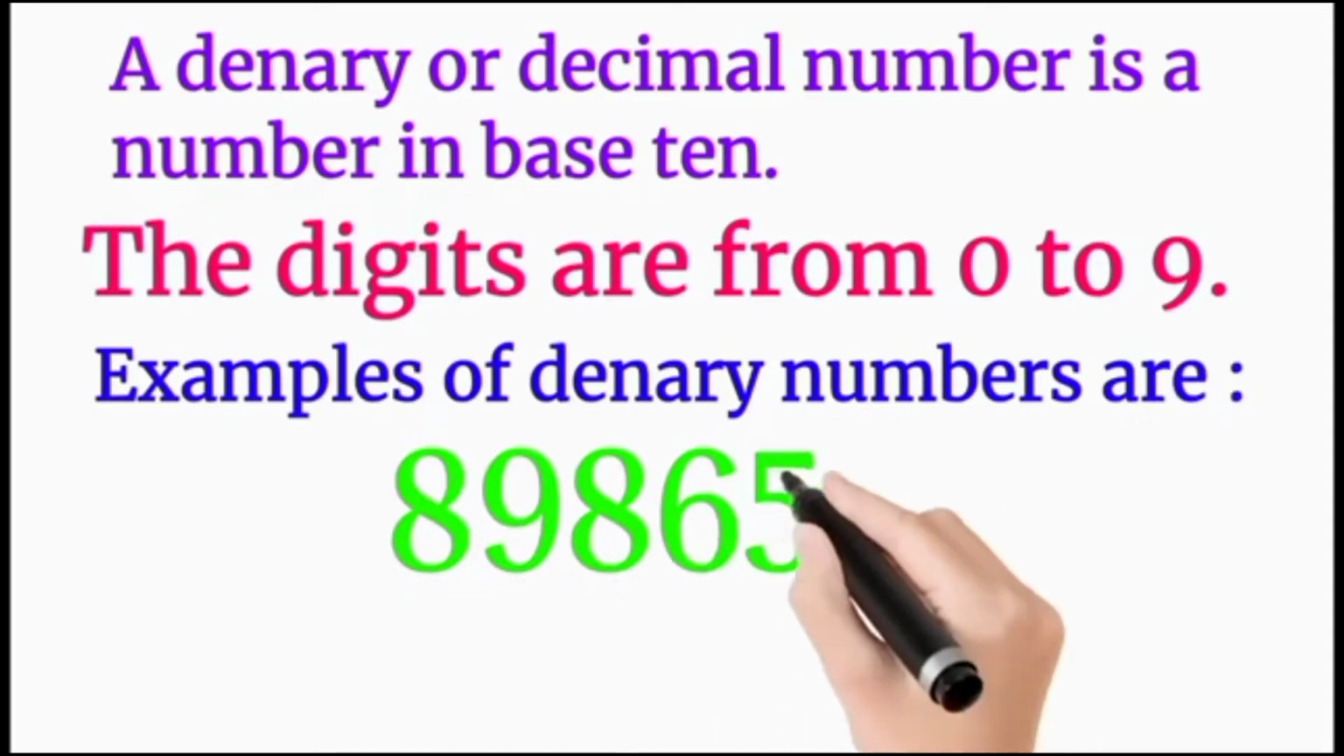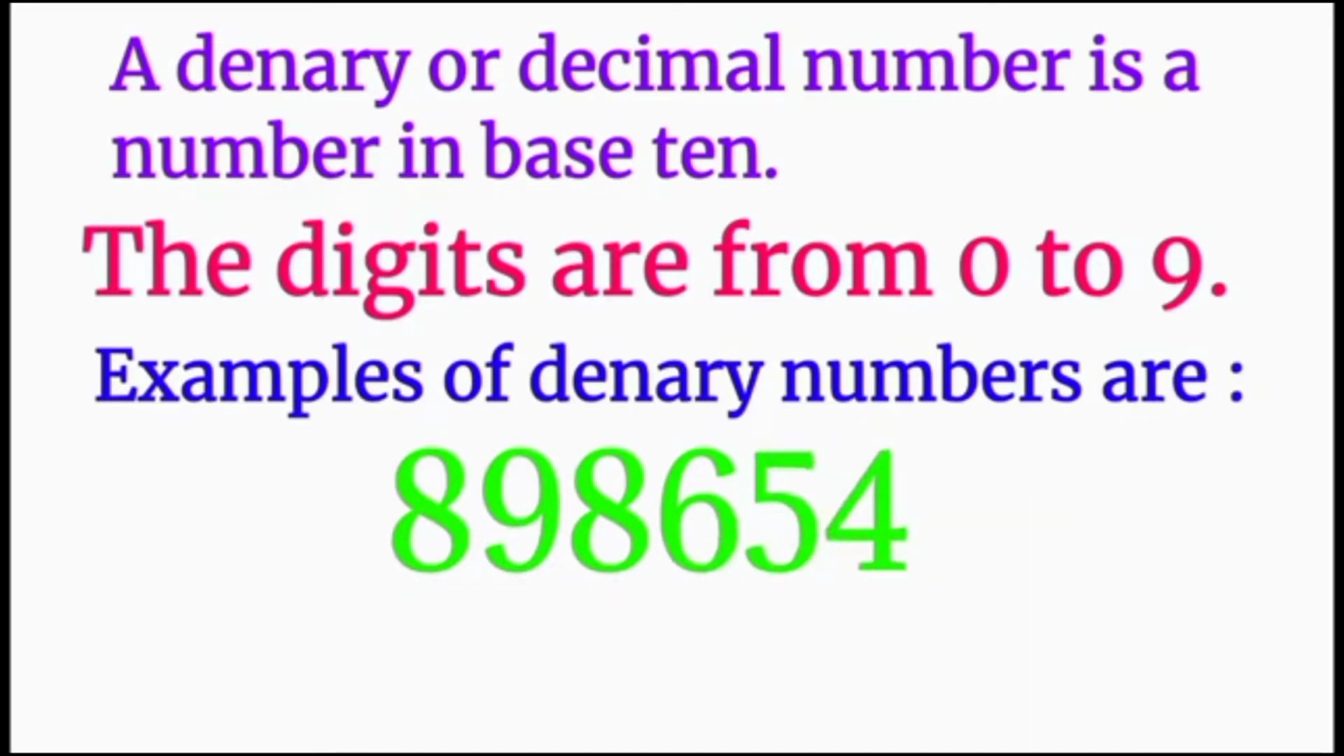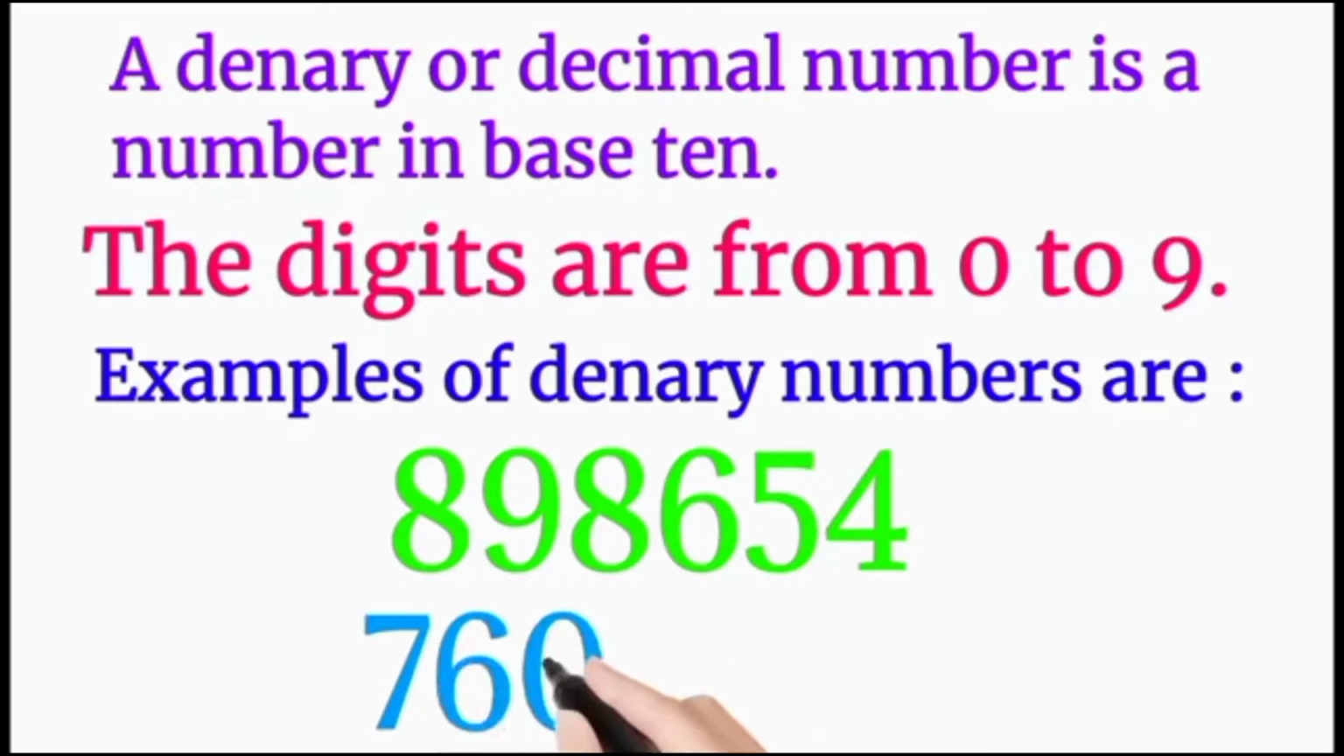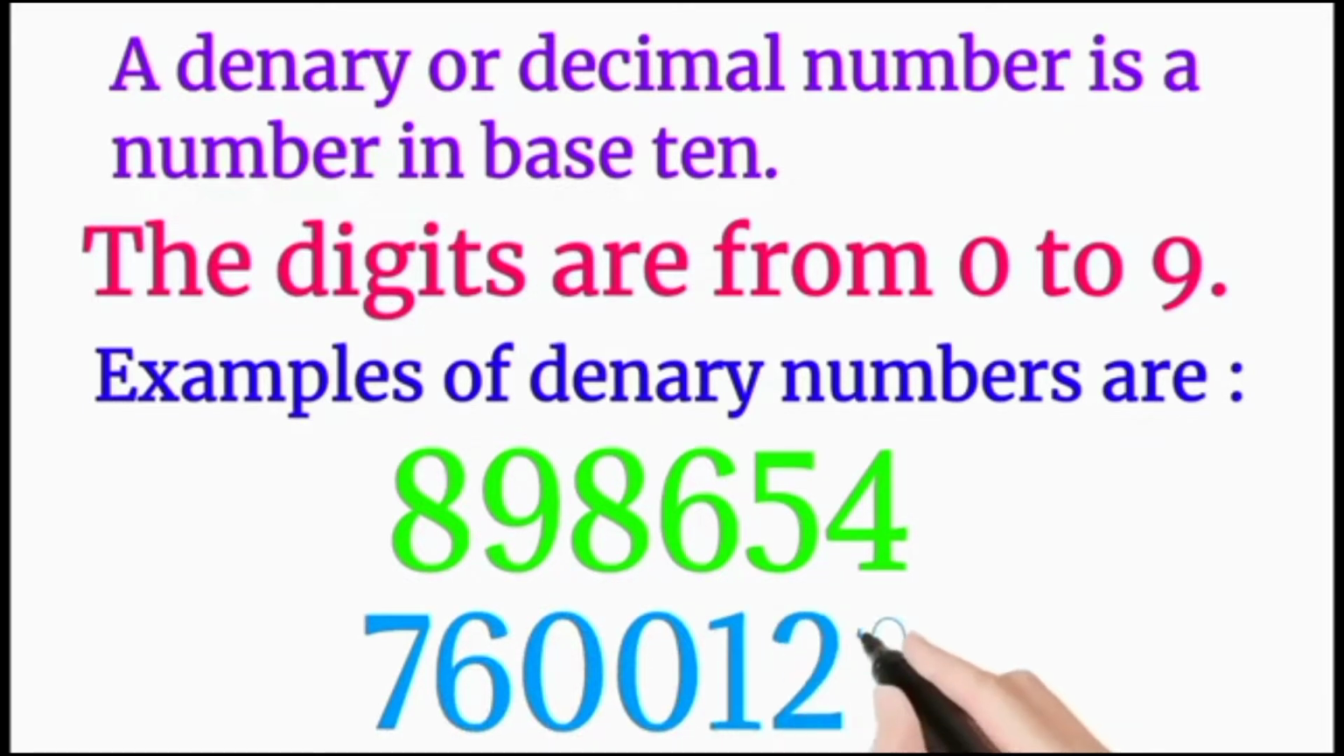Examples of denary numbers are all the natural counting numbers. Here we have 898654 and 7600123.